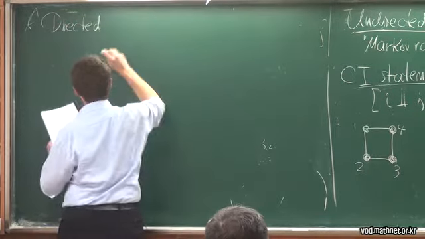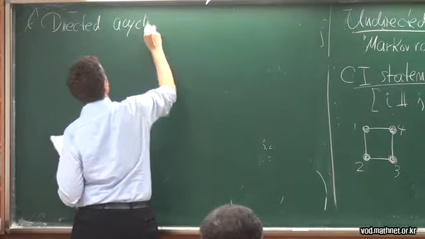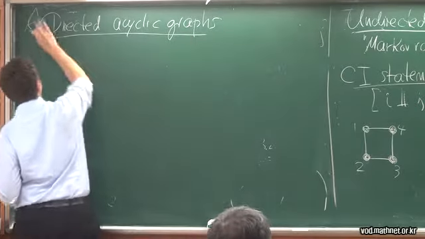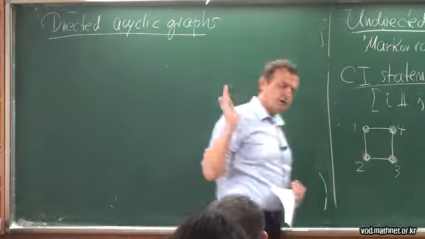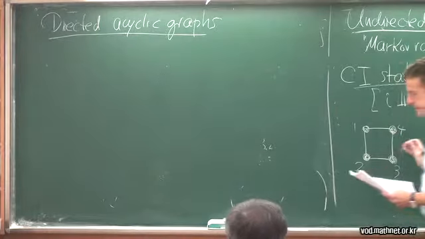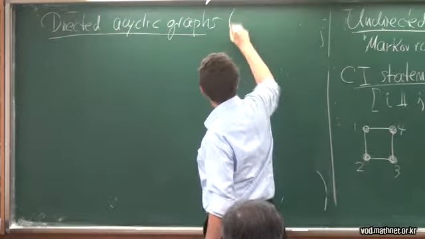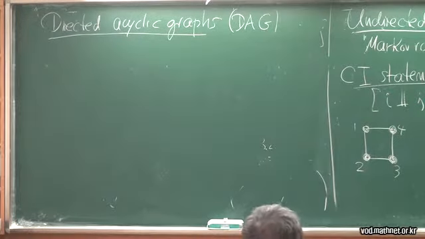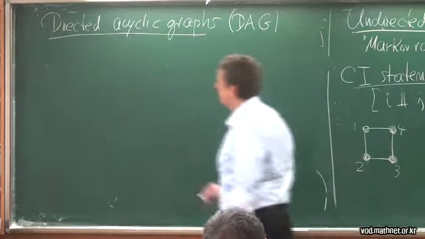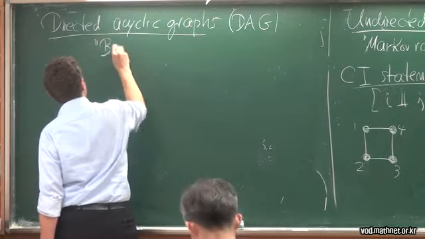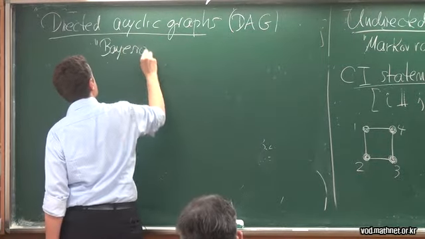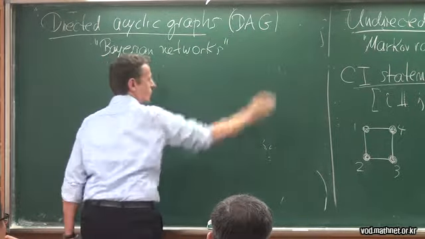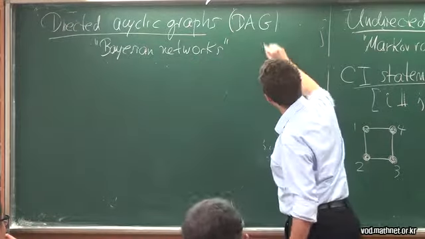So let's look at directed graphs, and let's make them acyclic, just for simplicity. There are also versions without the acyclicity. So these are called DAGs. A DAG is a directed acyclic graph. Again, there are many words. Sometimes these things are called Bayesian networks, and so on.